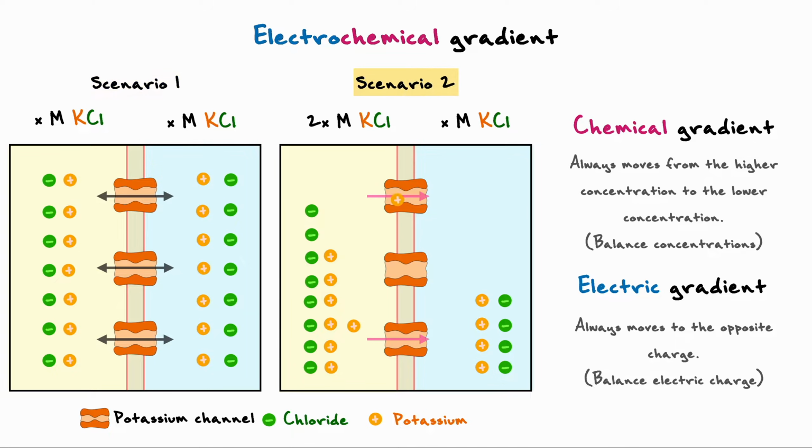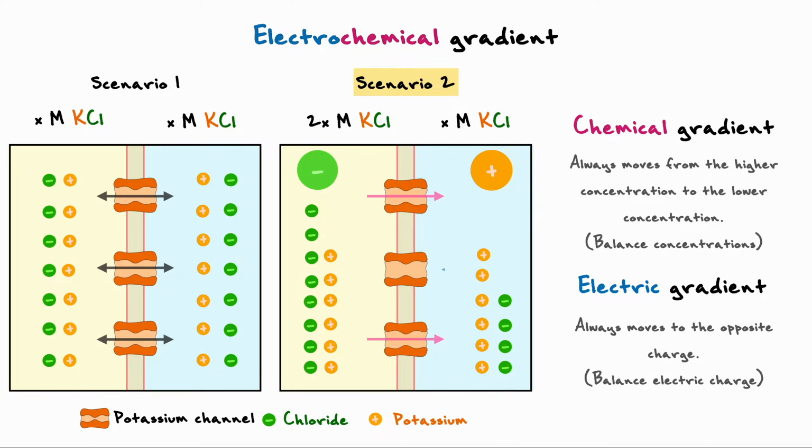In the second scenario, however, since there are 2 times more potassium chloride on the left side, the chemical gradient will drive the potassium to equilibrate by crossing over to the right. Remember that here, it's only the potassium that crosses because it is the only ion that the membrane is permeable to. By doing so, you will notice that even though now the potassium is equally concentrated on either side, the departure of potassium has left behind many negatively charged chloride ions. This creates a net positive charge on the right and a net negative charge on the left.